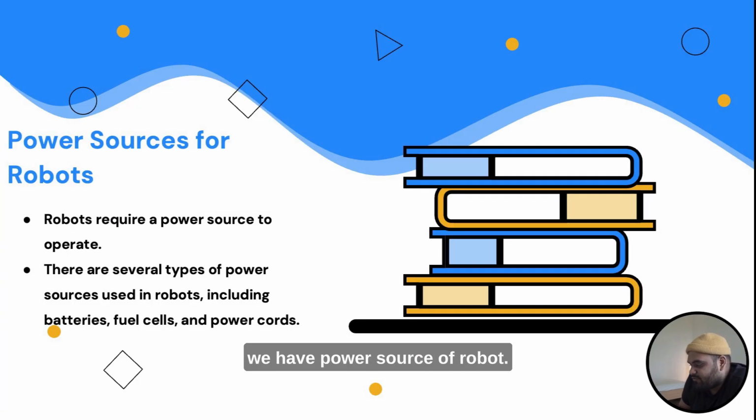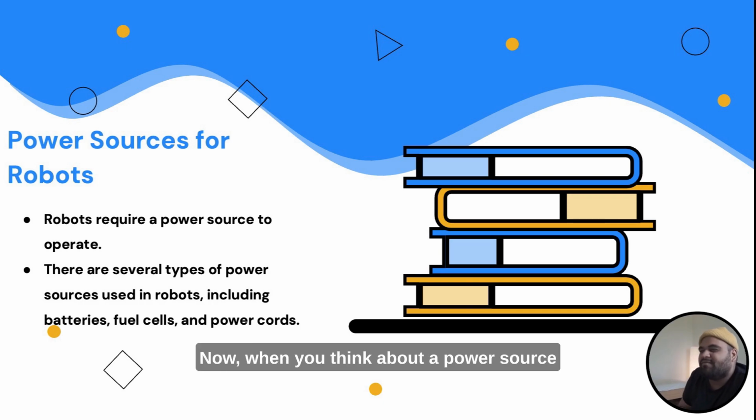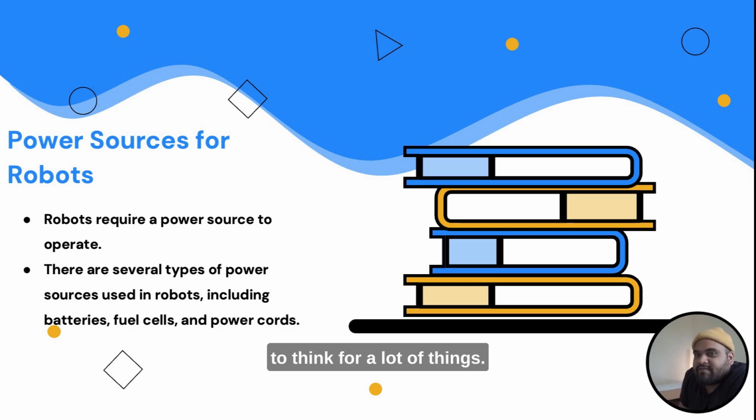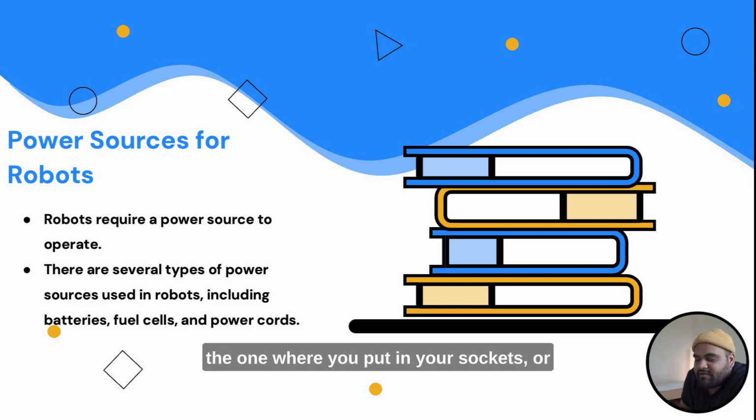Now we have the power source of a robot. When you think about a power source in general, I'm pretty sure you can think of a lot of things. It can be a battery, it can be a power plug, the one where you put in your sockets, or it can be a hydrogen cell as well. There can be very different types of power sources. Robots require a power source to operate. Of course, you need power.